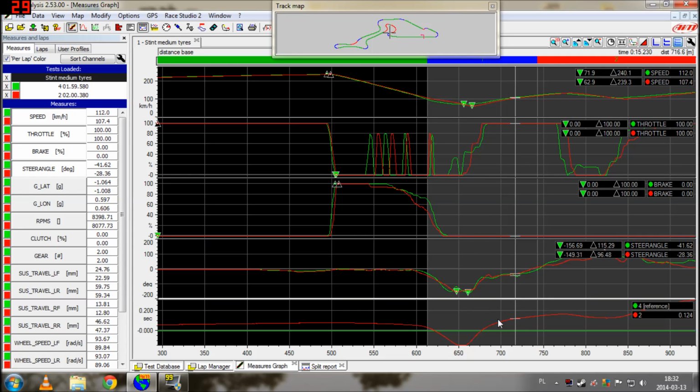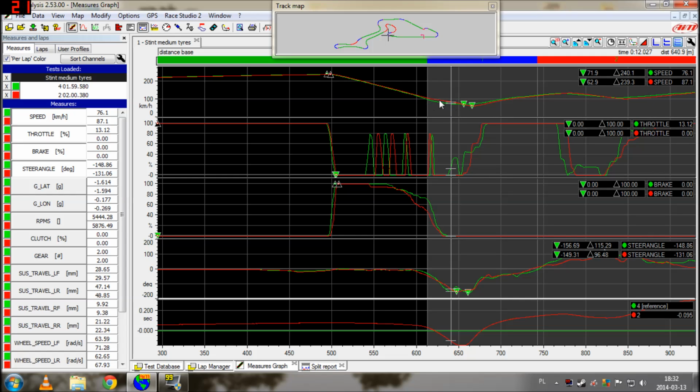Okay, and as you can see, we exit turn number 1, and the gap goes up from minus 1/10 of a second to more than 1/10 of a second, so like 2/10 of a second difference roughly. And why does it happen? Because look at the speed difference. I was quicker here on the red, but this is crucial.